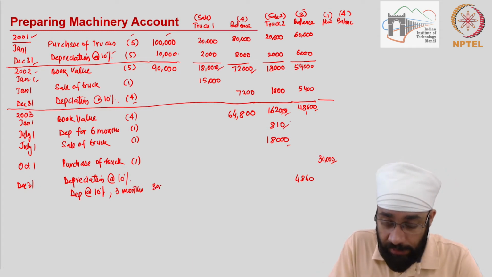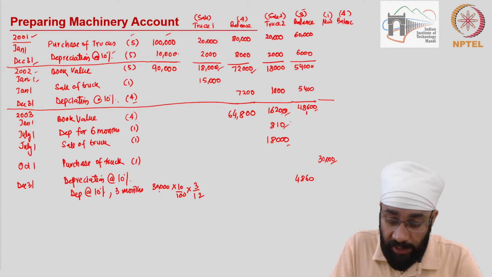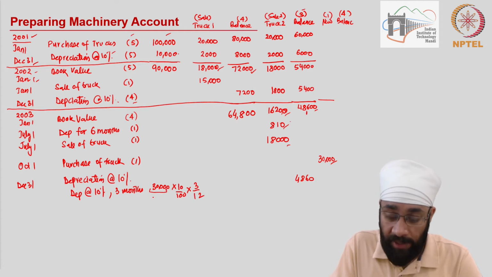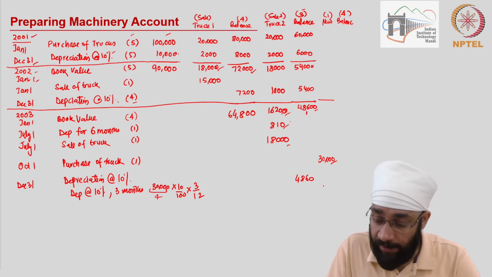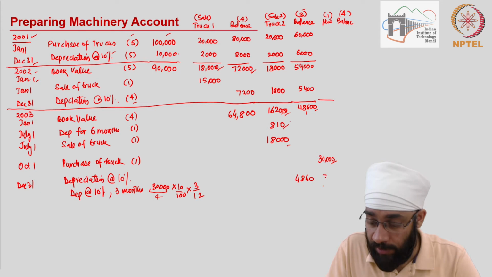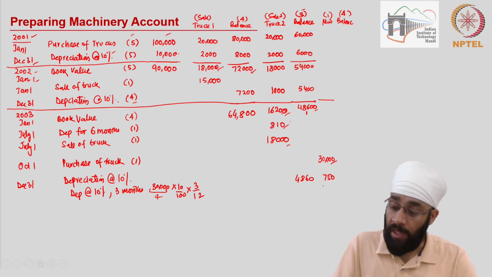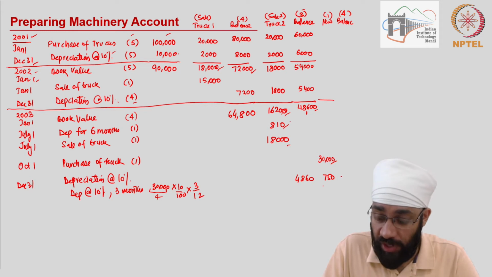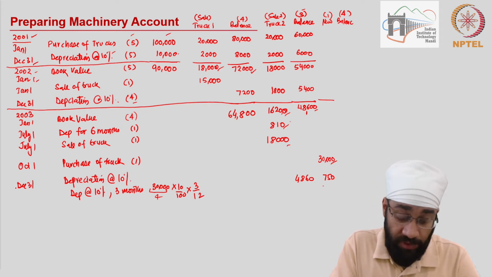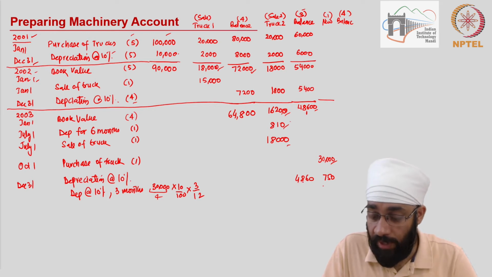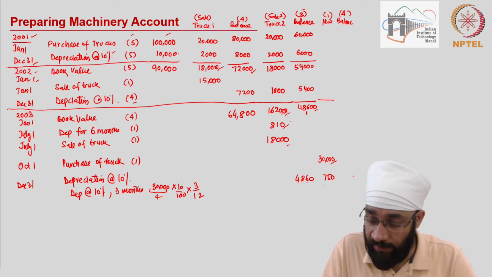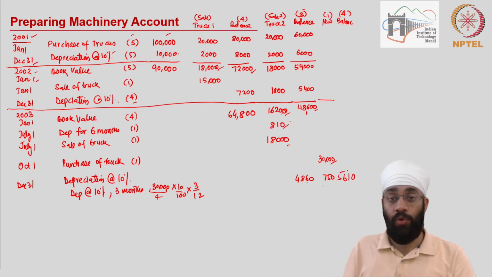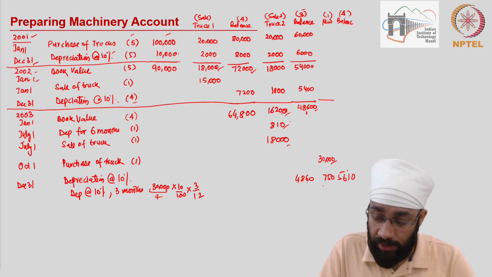So that means 30,000 multiplied by 10% multiplied by 3 by 12. So basically you are saying 3,000 divided by 4. So 750 is the depreciation on this truck. So the total depreciation being charged during the 2003 financial year is equal to 4860 plus 750, which gives me 5610. So this is the total depreciation being charged during this year.